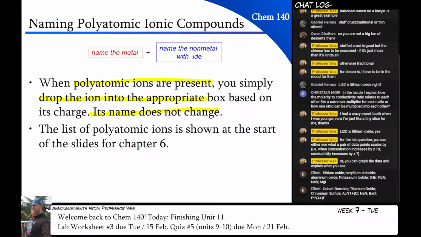So if you have ammonium, all you do is just drop ammonium into where it says name the metal. If you have chlorate, you just drop that into name the nonmetal with ide. You do not adjust it in any way. It's already been adjusted for you.